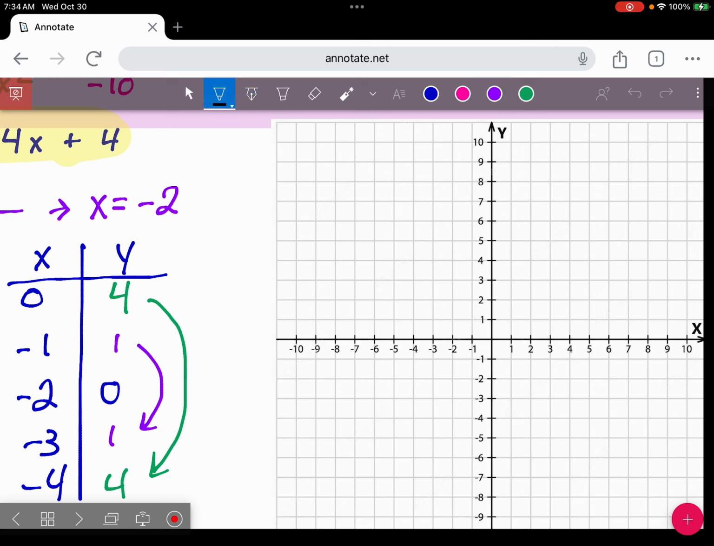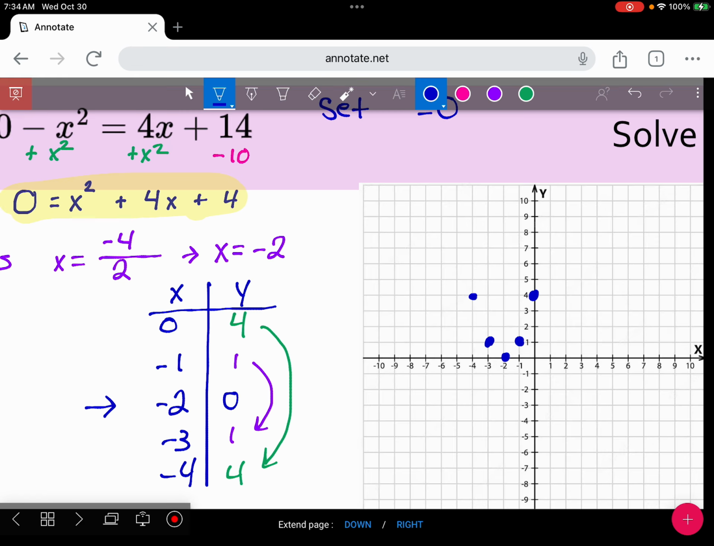So I've got my points at (0, 4), (-1, 1), (-2, 0), (-3, 1), and (-4, 4). So our graph is going to look something like this.